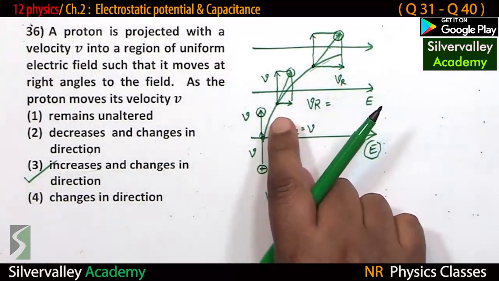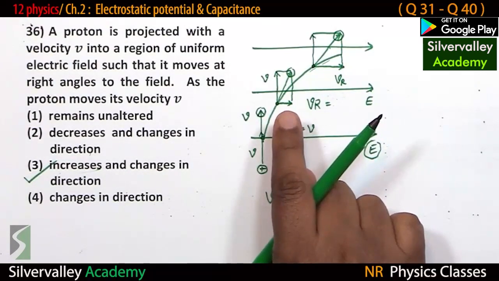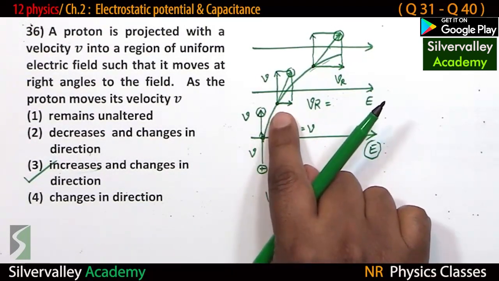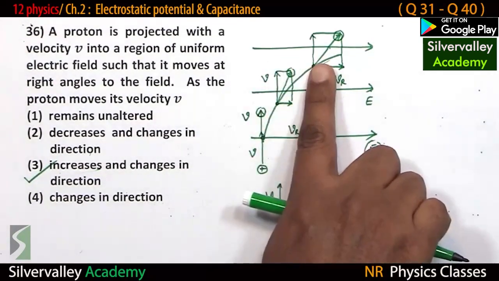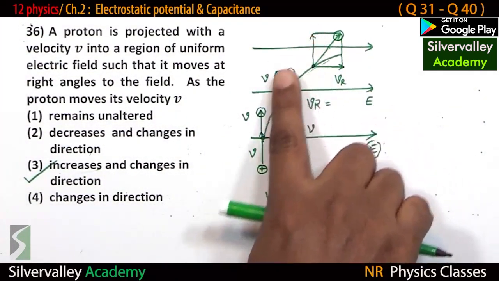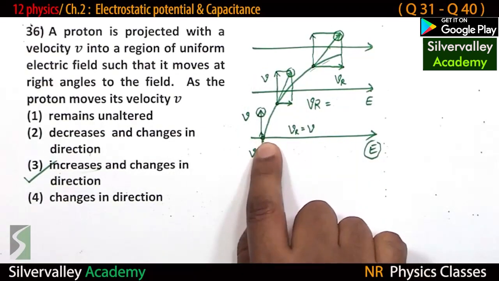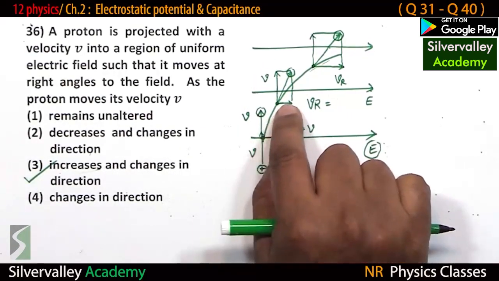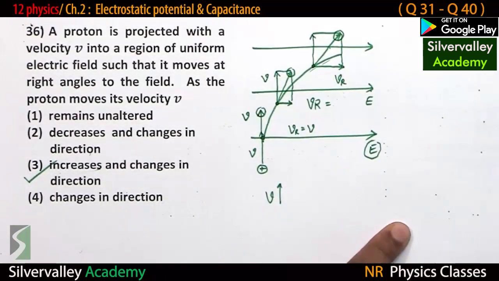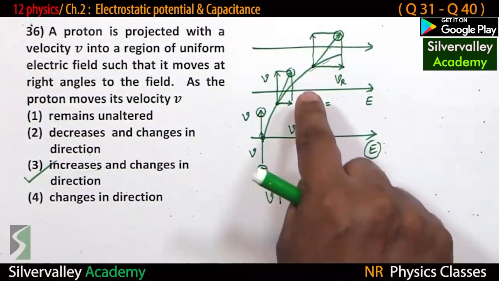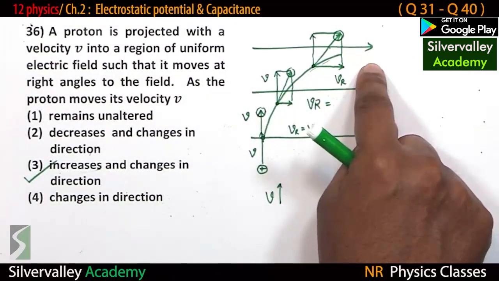Students, isn't this similar to projectile motion? Yes, it is similar to projectile motion, where one of the components of velocity is unaltered, whereas in the other direction velocity increases. In projectile motion the path is a parabola, and here also the path is a parabola.